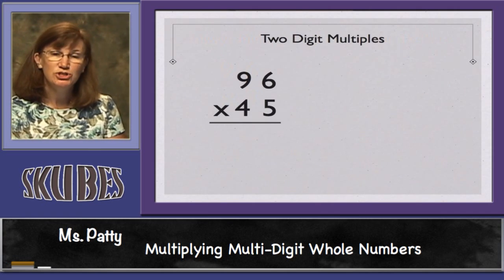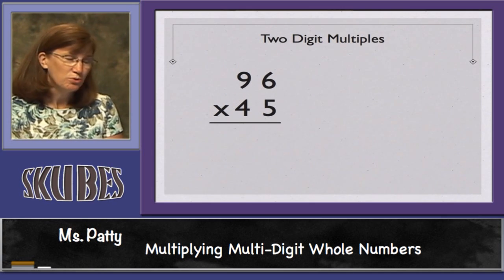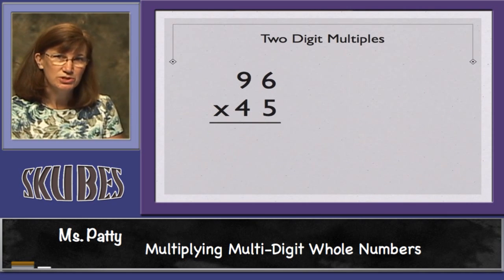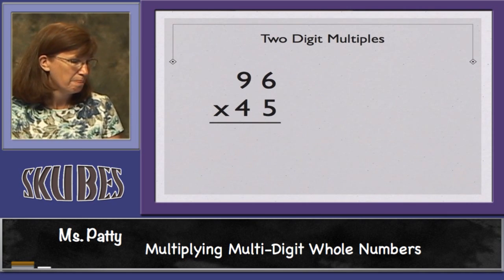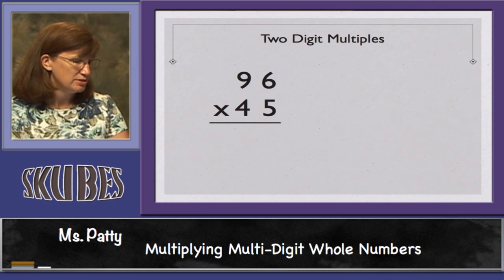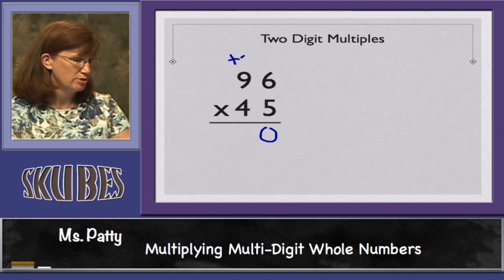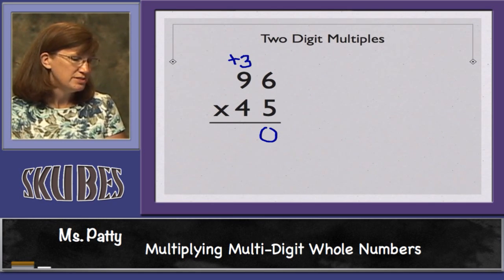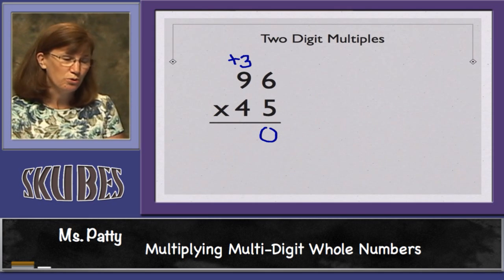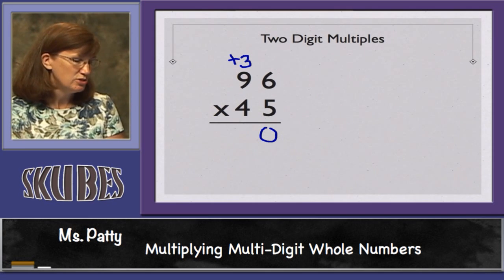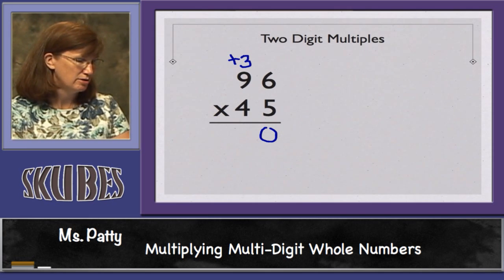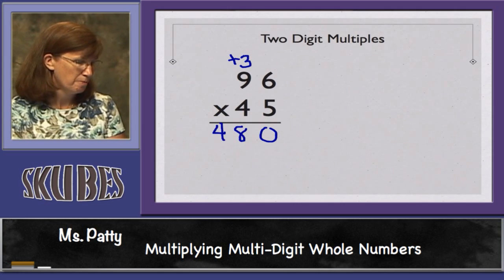We'll move on to using 2 digits in the multiplier. This starts off exactly the same. You can ignore that the 4 is even there and we'll start by multiplying the 5. 5 times 6 is 30. We put down our 0, carry our plus 3. Then we say 5 times 9 is 45, plus 3 is 48. We write our 8 in our tens house and our 4 in our hundreds house.